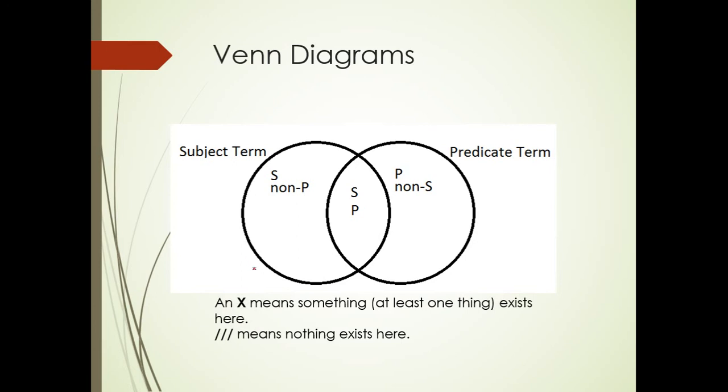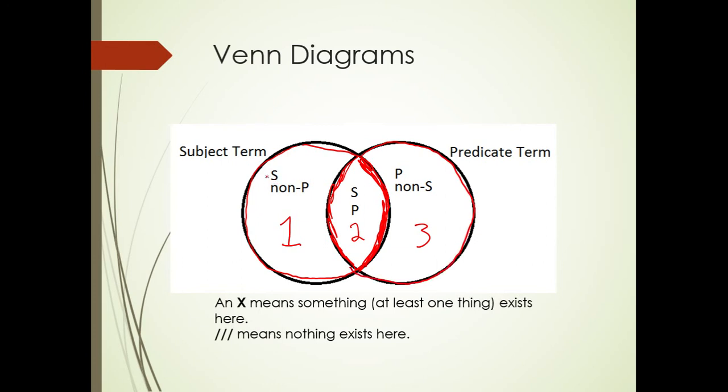The Venn diagrams have three parts. Part one is going to be where you have the S or the subject term, but no part of the P or the predicate term included. Space one is going to be the left half of the left circle. And then space two is where both circles intersect each other. And so that's where both circles overlap. They share common property. And then space three is going to be the right half of the right circle.